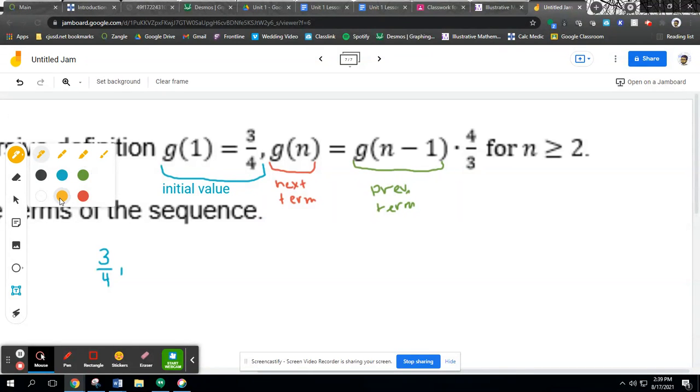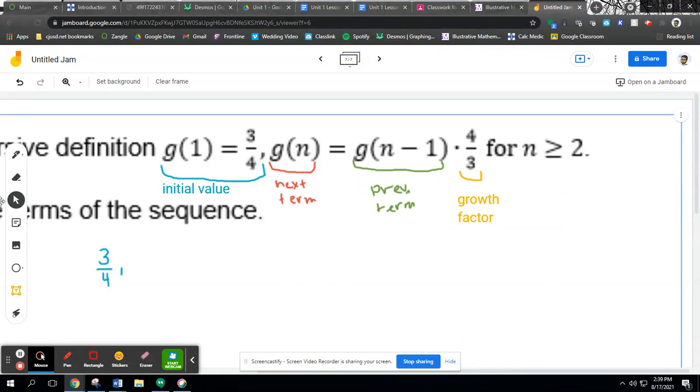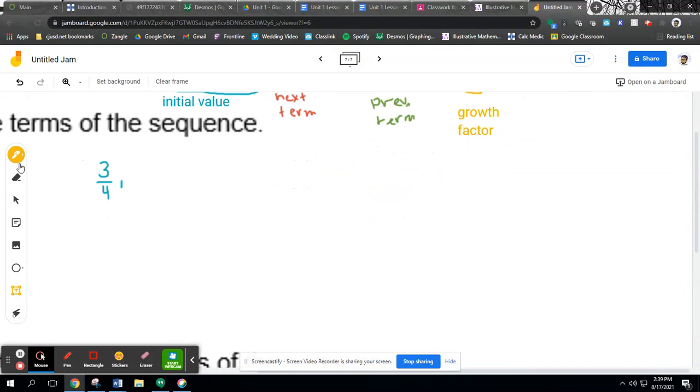Since we're multiplying by 4/3 here, this is our growth factor. Multiplication means we're going to have this geometric sequence. So this right here is going to be our growth factor. We have our 4 pieces here. All right, so what we know is we start with 3/4. To get to the next term, we're going to take that previous term, 3/4, and multiply it by the growth factor, 4/3. That is, I'm going to go 3/4 times 4/3.